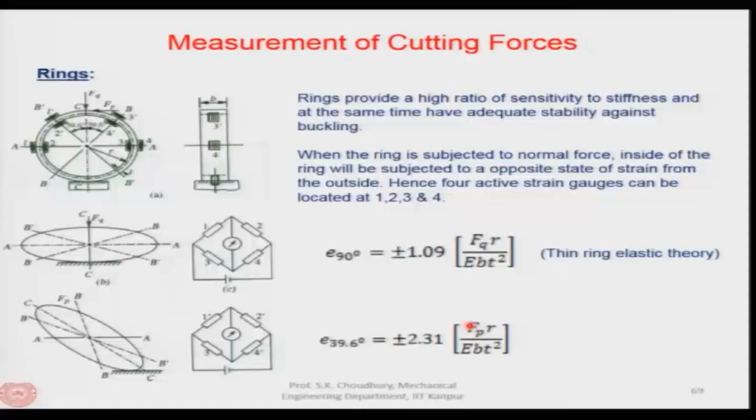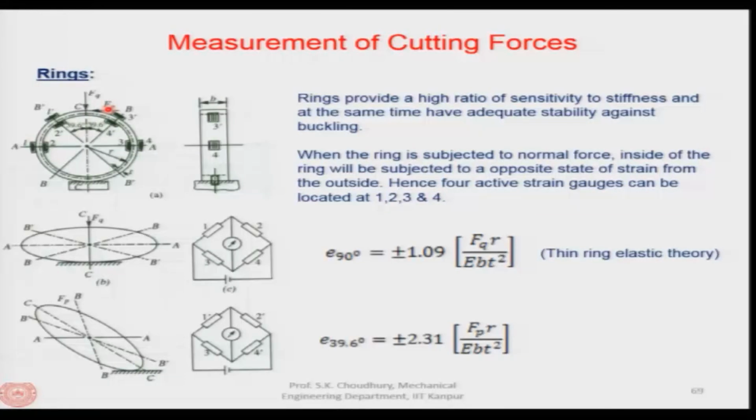All right. Now, the only disadvantage of ring type structures is that they tend to roll when FP is applied, as shown here. For example, you can see that when FP is applied, how it is getting deformed. So, it is trying to roll.